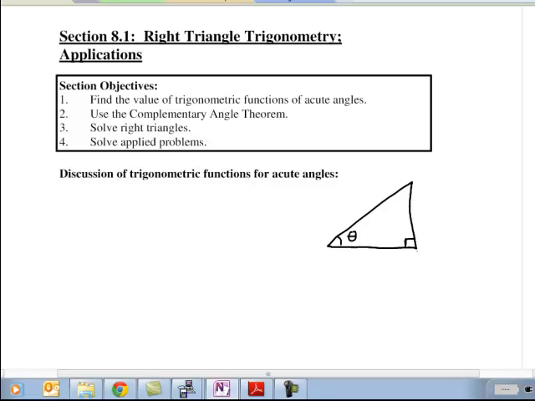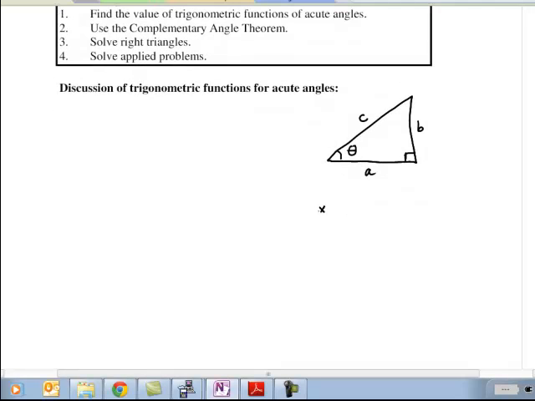And let's label these sides A, B, and C. Usually we use C for the hypotenuse. Notice that in a right triangle, the non-right angles are acute. So we're only going to be looking at this theta can never be more than 90 degrees. It always has to be less than 90 degrees.